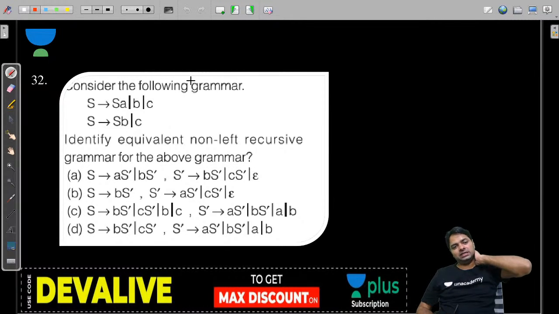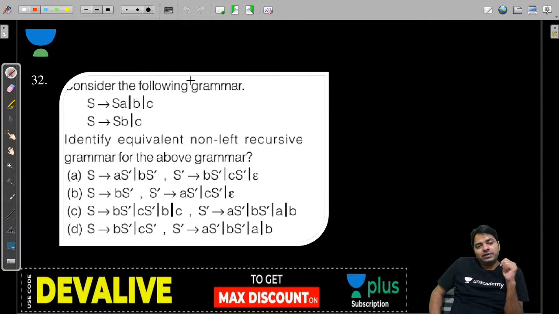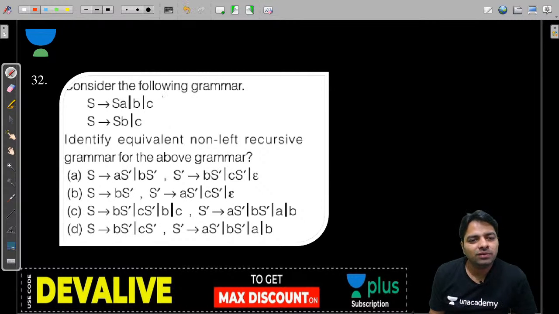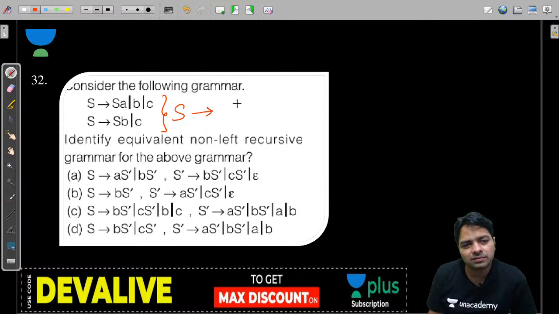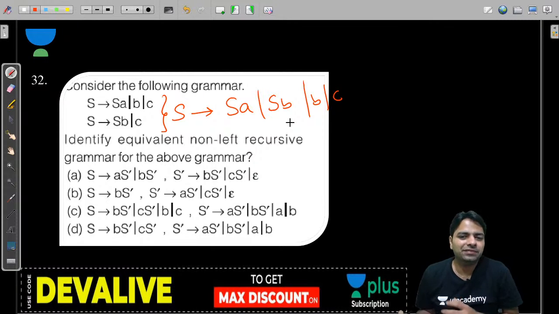Now this time identify the non-equivalent, non-left recursive grammar. How do you answer, guys? They were trying to confuse something here. It's actually one set. You can write S → A or B or C. They are trying to write it in a different way.